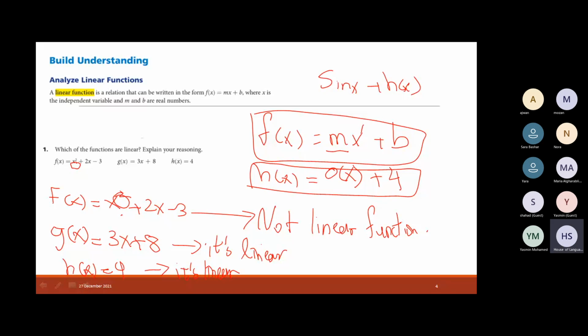Look at this case here: x squared plus 2x minus 3. Is it linear? No. Bravo. The third or the second one: 3x plus, linear. The last one, is it linear or no? Yes, that's it.